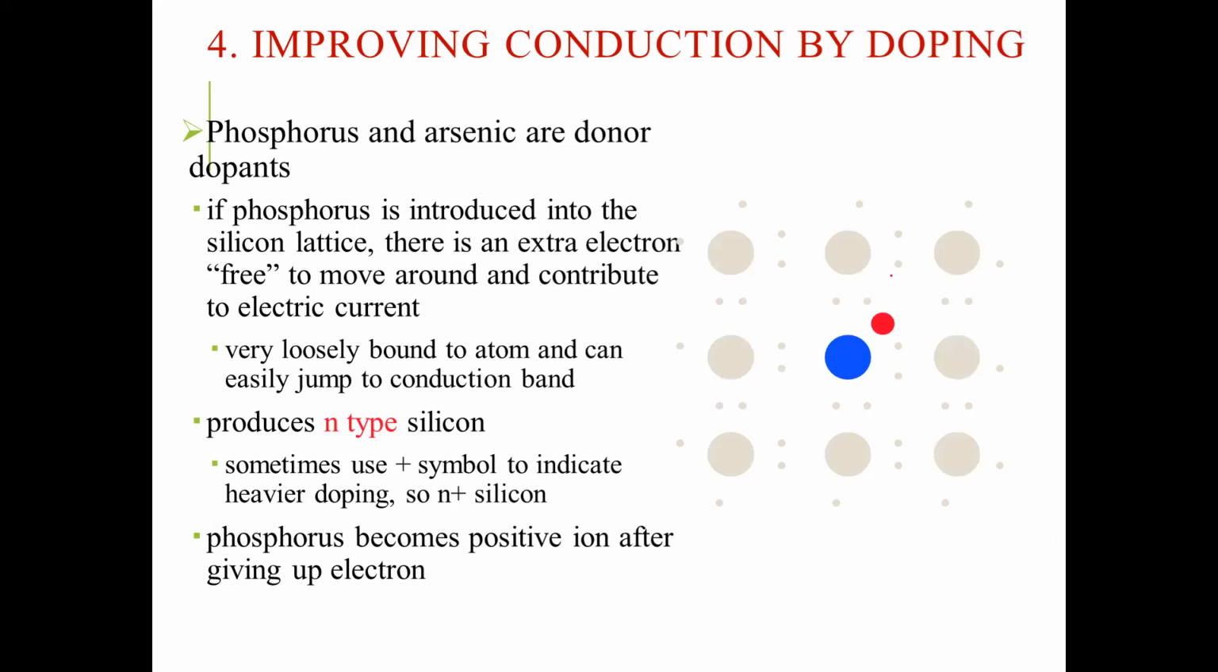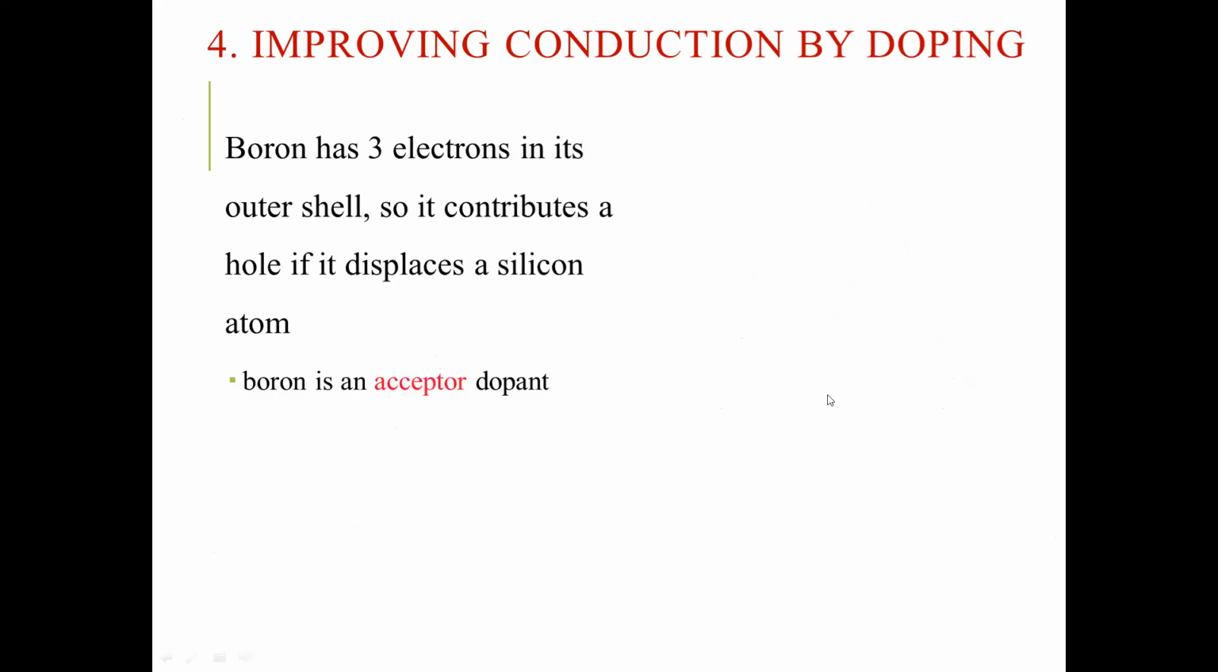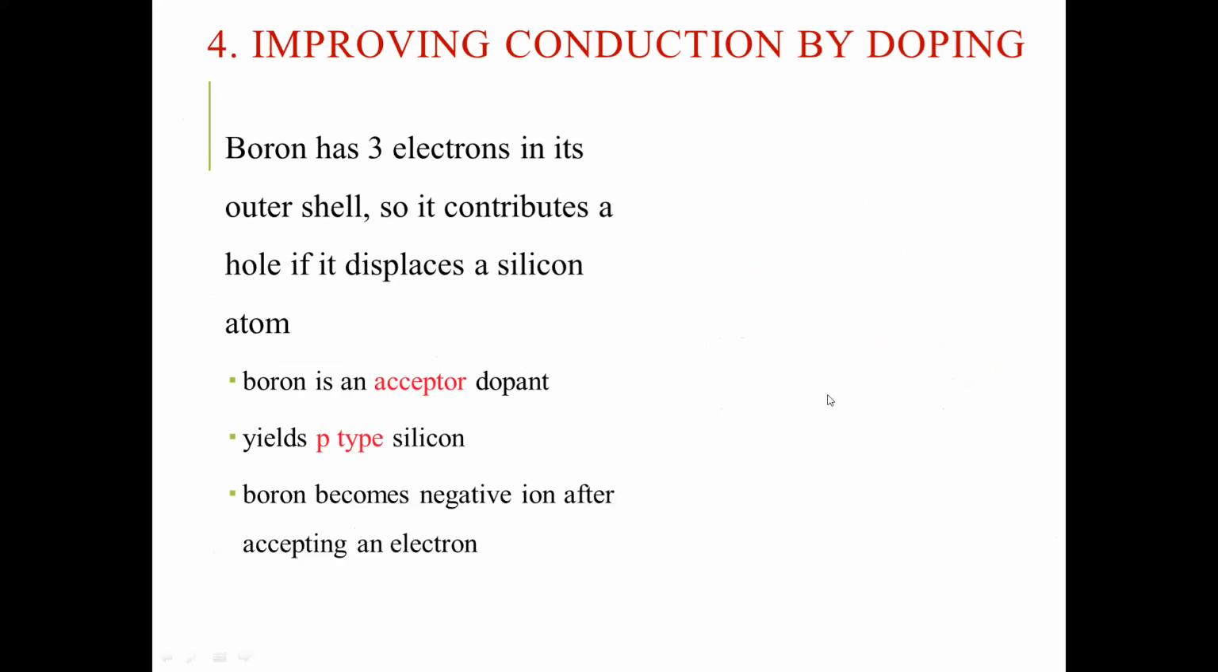This electron is now free to move into conduction because it is not bound to anything, because we already have a stable octet in the surrounding elements. Then we have boron, group 3. It contributes a hole if it displaces a silicon atom. So boron is an acceptor. It gives a p-type semiconductor, and the boron becomes a negative ion.